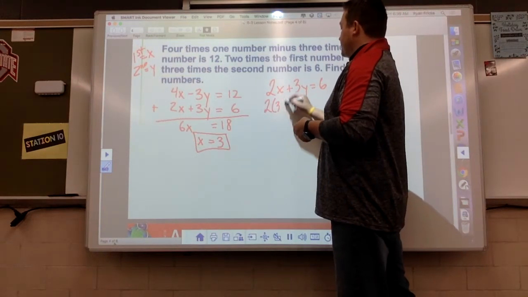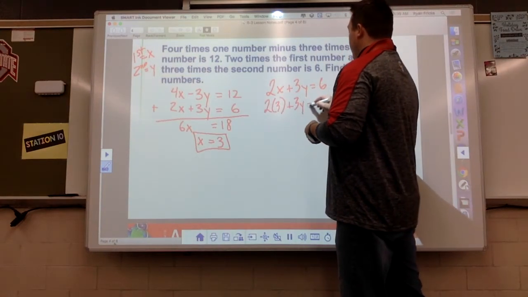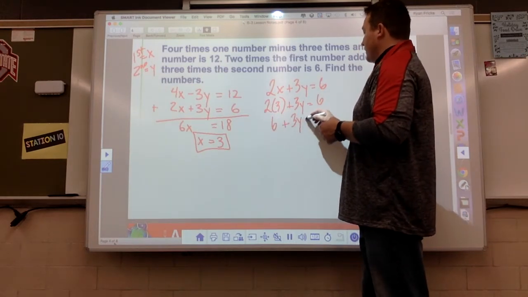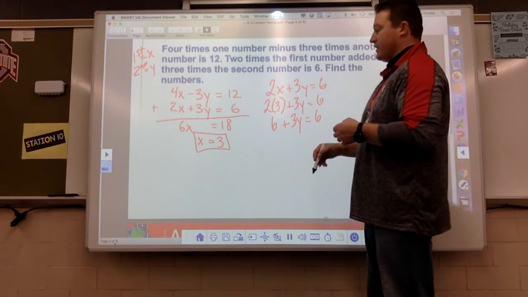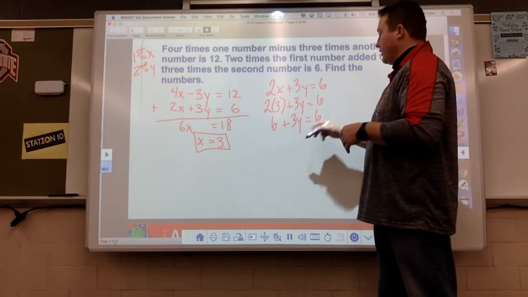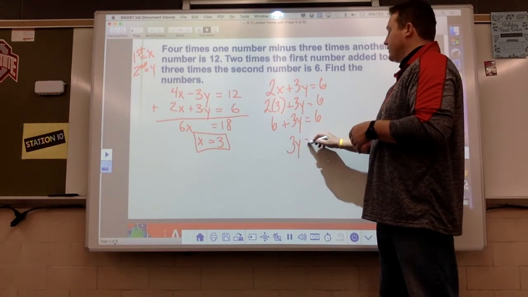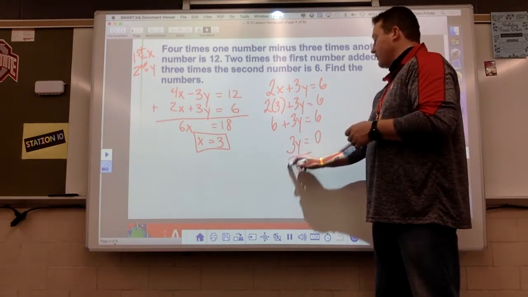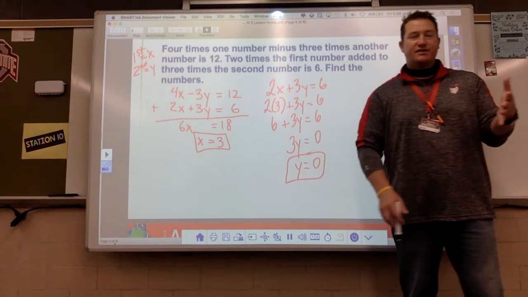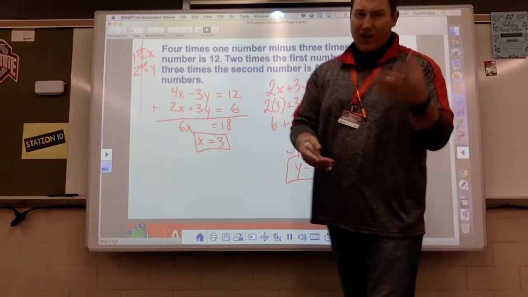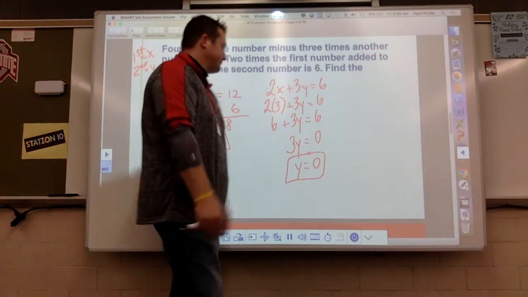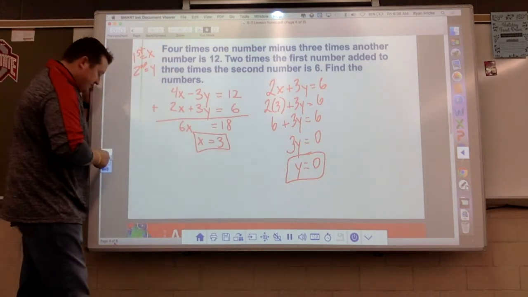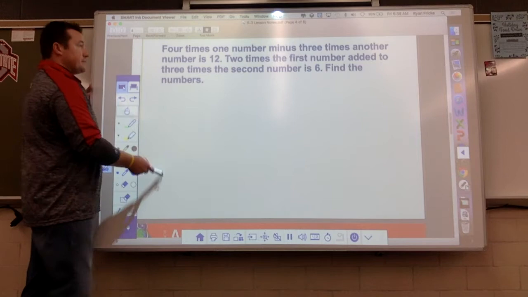So 2 times 3 plus 3y equals 6. So this is going to be 6 plus 3y equals 6. Okay, don't freak out. Nothing going to happen here. We're going to subtract 6 turns into 0, and yes, y is allowed to be 0, guys. Sometimes we get this, we think we did something wrong. We haven't done anything wrong here. Y is just 0, okay? Don't be a hero. Y is 0. It doesn't even make any sense, but go with it.